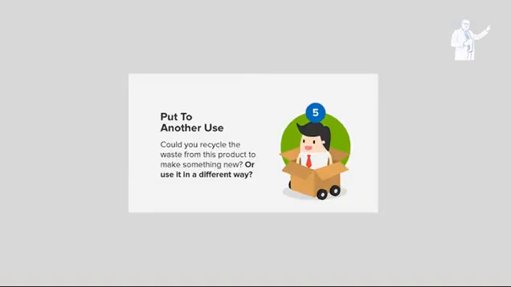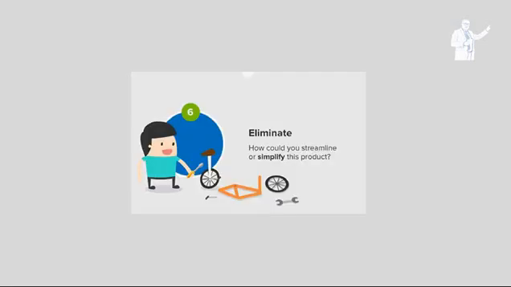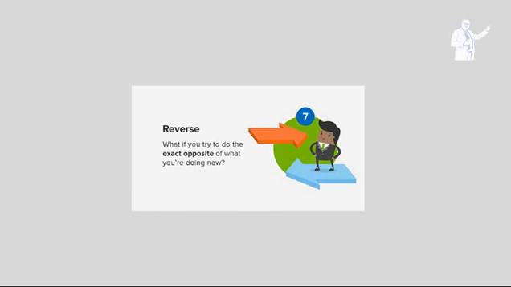Then put to another use: totally different, a different use. Your product started with something, and now you are trying to enlarge your customer base. Then eliminate: how can you make it simple? Is there too much inside your product? How can I eliminate and make it simple? And then you can reverse, or re-engineer. This can be used exactly opposite to what you are trying to do.